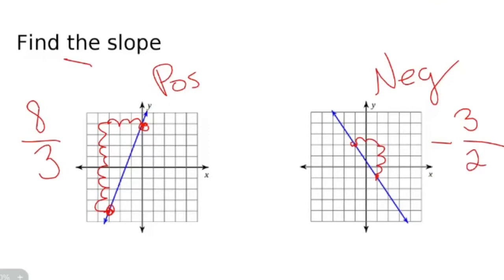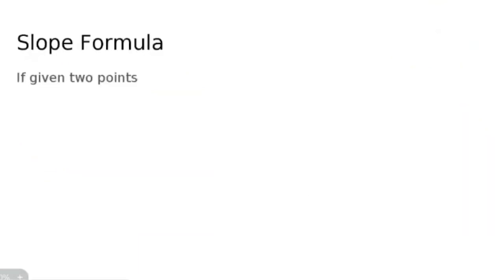And there you have it. So that's us finding the slope. Easy peasy lemon squeezy. What if I don't have a graph, though? What if I just give you the actual points? Well, that's where we use the slope formula.